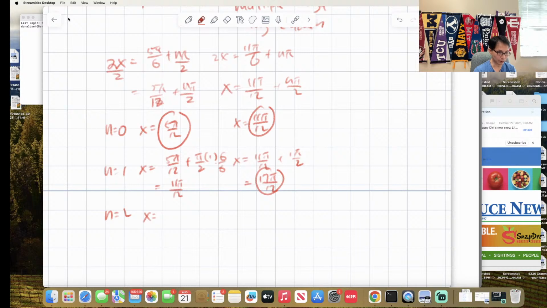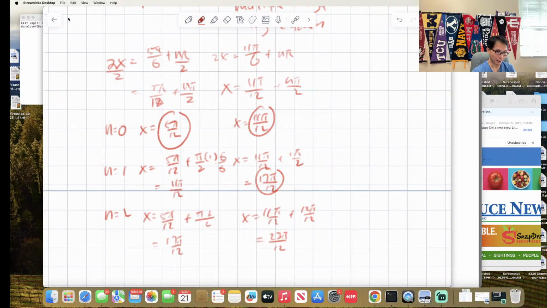X equal to, for tangent, you had to go a little bit more. So x equal to 5 pi over 12 plus 2 pi over 2, which is pi. So which is adding 12. So it'll be 17 pi over 12. And x equal to 11 pi over 12 plus 12 pi over 12, which is 23 pi over 12.